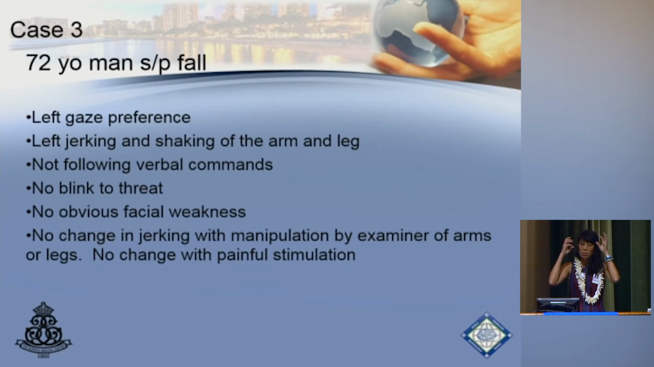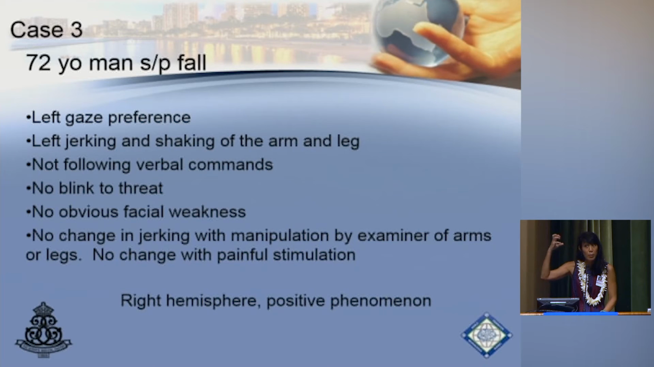Okay, so now let's go to more of what we're going to examine him. Now we see his left side's jerking and shaking. So hey, that looks like a seizure probably. He's not following verbal commands, so he's probably ictal. He's not blinking to threat, again, he's ictal. He doesn't have any obvious facial weakness. That doesn't help us a little bit. Moving his arm or leg, sometimes if someone's having shivering or just sort of little clonic movements, if you move their limbs, it might stop, but this doesn't. So this is most likely a seizure.